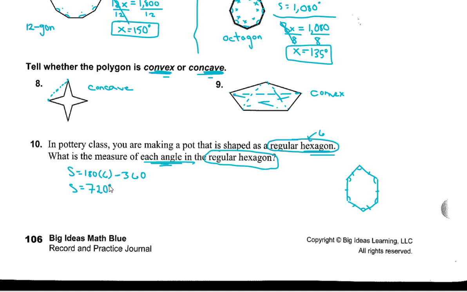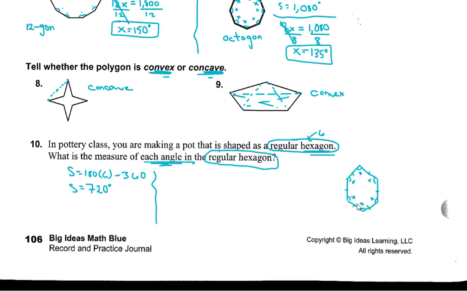But I don't want the sum. I don't want to know, if I take all of these angles, let's call them x again, and I add them up, I don't want to know that number. I want to know the measure of each angle. So I don't want 720. That's if I add up all those angles.